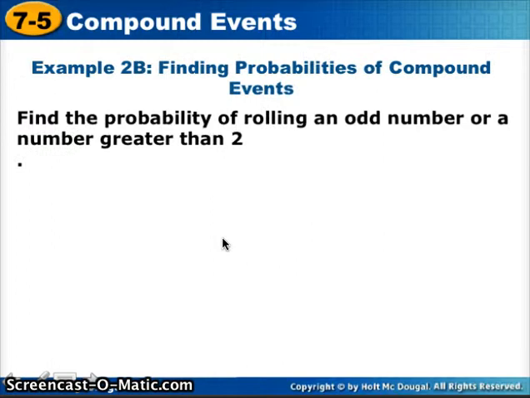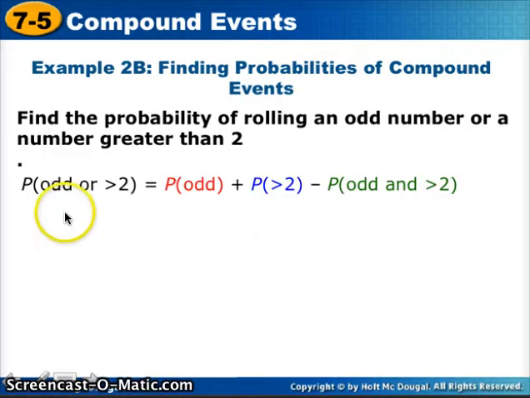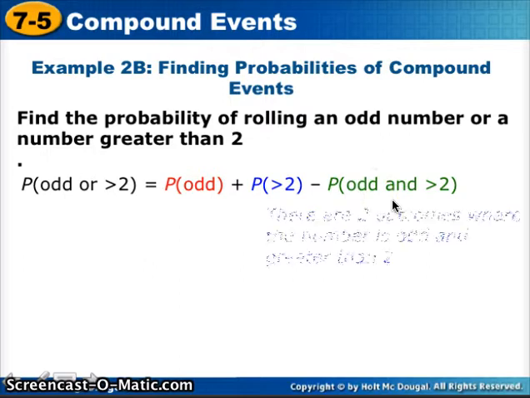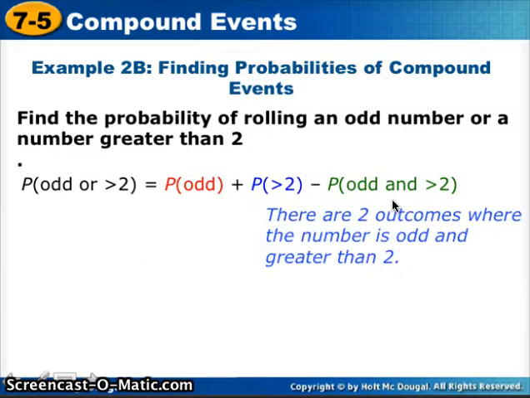Okay, what is the probability of rolling an odd number or a number greater than 2? Well, that's going to be the probability of odd plus the probability of greater than 2 minus the place where they overlap, odd and greater than 2. There are two outcomes that fall into both categories. We could roll a 3, that's odd and greater than 2, or we could roll a 5. So 3 and 5 are both odd and greater than 2, so we're going to have to subtract those two out. The probability of odd is 3 over 6, greater than 2 is 4 over 6, and then we subtract out those two, which gives us 5 over 6 for our probability.